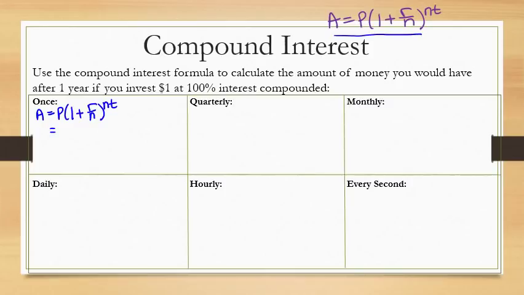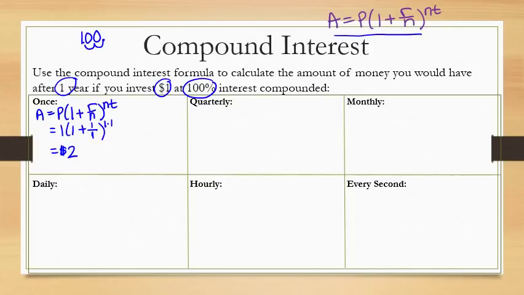All right, so the principal is $1. The rate is 100%. If I wrote that as a decimal, you take the decimal point and move it over 2 spots to the left, so that is 1, divided by the number of times it's compounded. If it's compounded once a year, then that's 1. And this is all after a 1-year period. When you substitute that into your calculator, you will get $2.